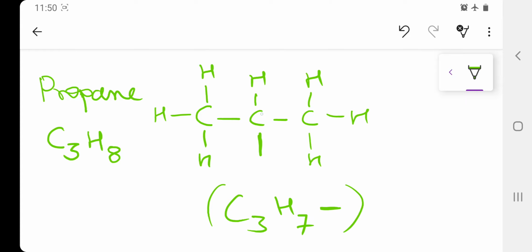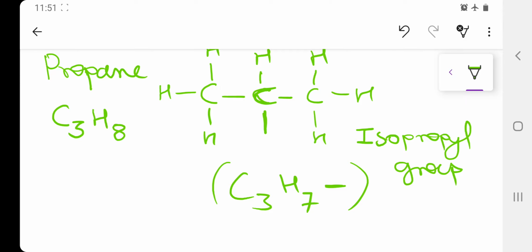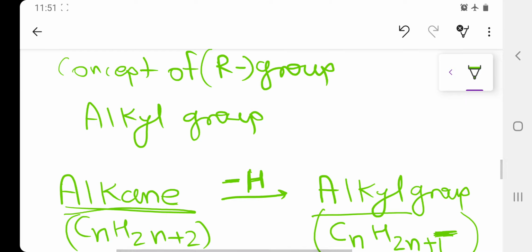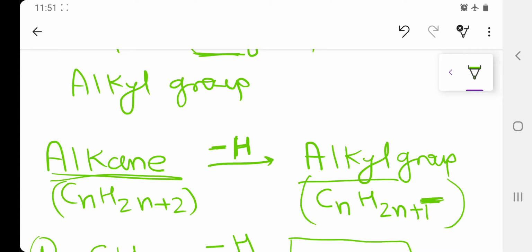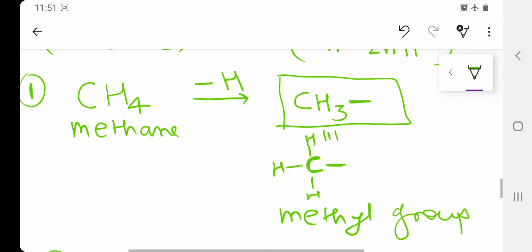Now this empty bond is with this middle carbon. So if it is with this middle carbon, then the group is known as isopropyl group. This you have to remember. Then I will again revise those groups, then you will be able to understand it better. Then for this propane, if I remove one hydrogen, what we have decided, to understand the concept of R group, you have to remove one hydrogen from what? Alkane. But if I remove one hydrogen from methane, I will get only one group, that is what? Methyl group.